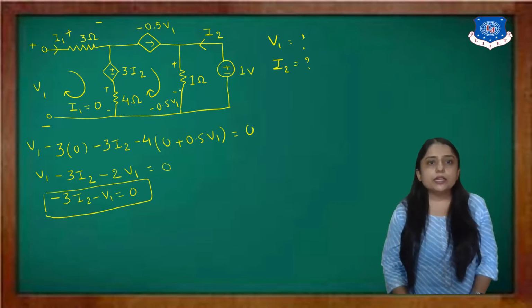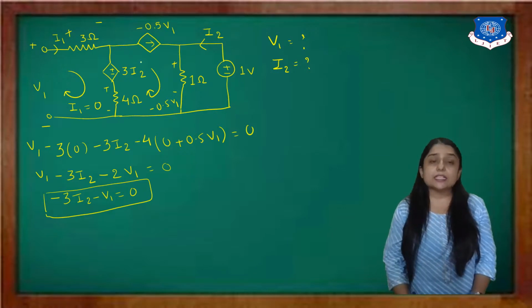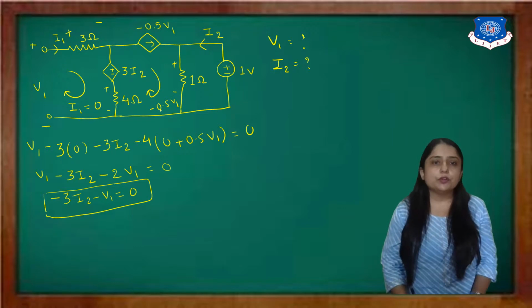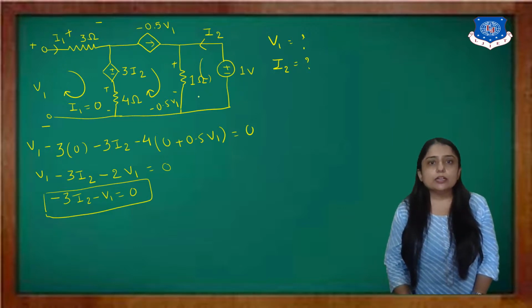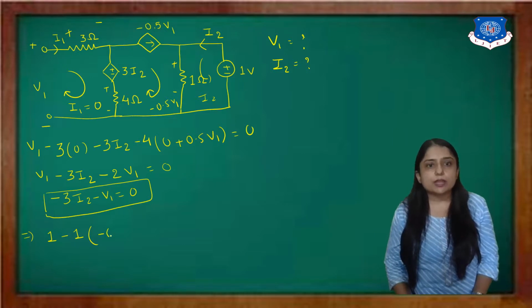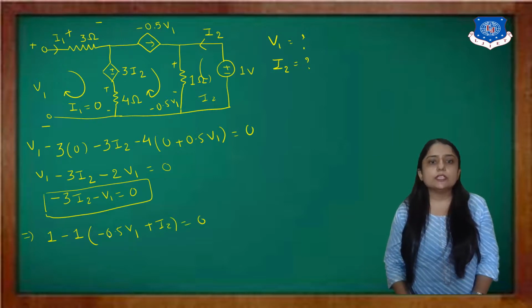Now next we will write the equation for this loop. As such, no need to write down the equation for this loop because already we have the value of current, that is minus 0.5 V1. Here the current is I2. So when we write this equation, this is 1 minus 1. This current is entering from the positive terminal, but the value is minus 0.5 V1. And that current is I2, and I have to equate that with 0.